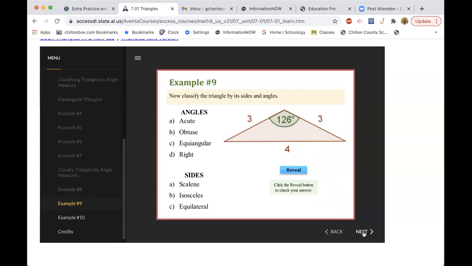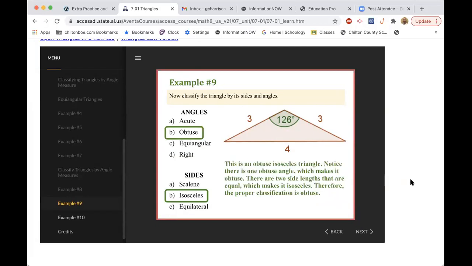Now try this one by its angles and by its sides. I have a 126-degree obtuse angle, so that's going to make it obtuse. And this is telling me that this side and this side are the same, and this side is longer. If this side's 3 inches and this side's 3 inches and this side's 4 inches, 2 sides the same would be isosceles. So this is an obtuse isosceles triangle.